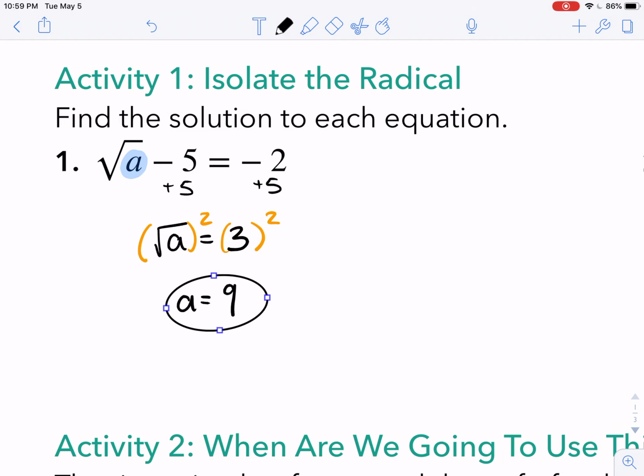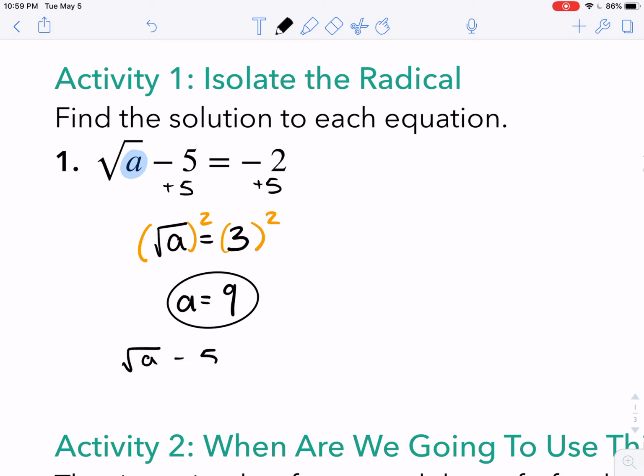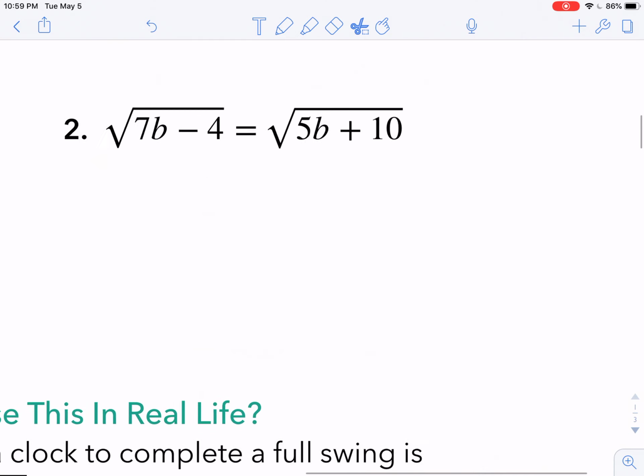Now let's check our work. We're going to plug it back into our original equation. Our original equation said the square root of a minus 5 equals negative 2. Now let's check it. The square root of 9 minus 5 is negative 2. Well, the square root of 9 is 3, minus 5 is negative 2. All set. That's right. We did it. We squared, we checked. Let's do it again.